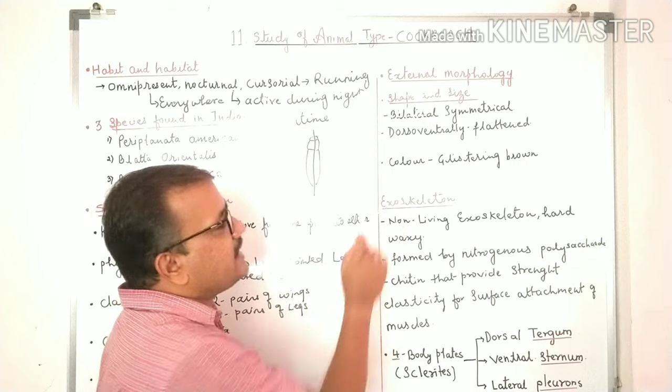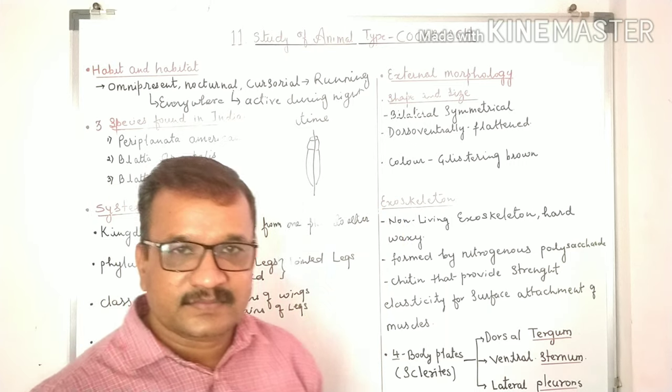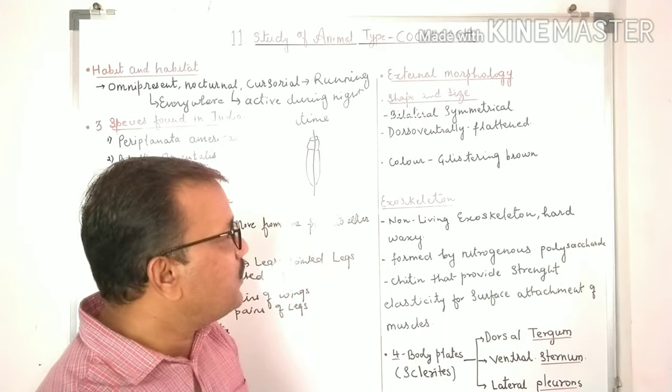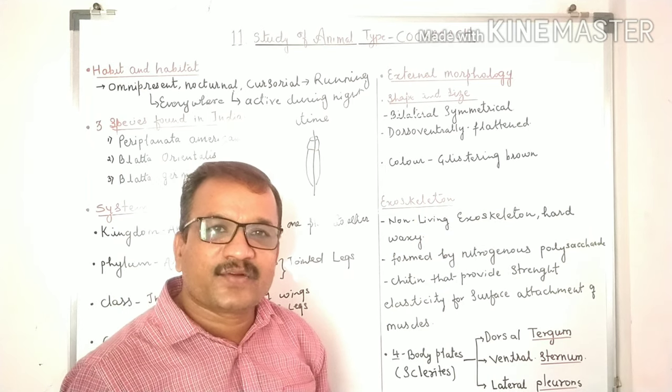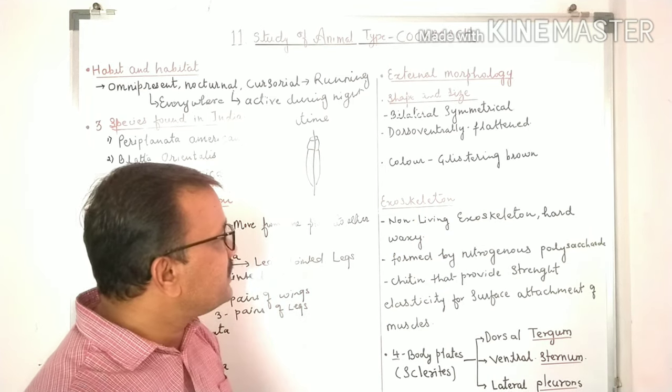Third one is the color of cockroach. How is the body color of cockroach? They are glistening brown in color. So how is the color of cockroach? It is glistening brown in color.